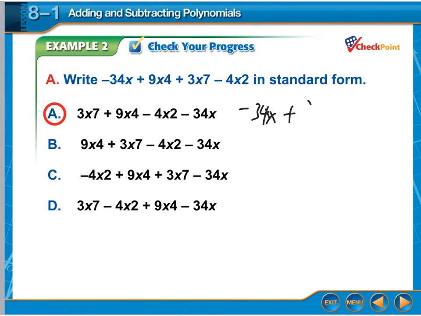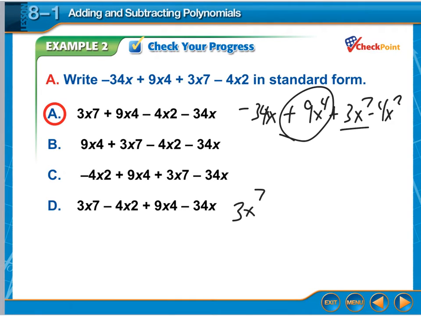34x plus 9x to the 4th plus 3x to the 7th minus 4x squared. So our biggest exponent is 3x to the 7th. Our next biggest exponent is x to the 4th. And then we have a 4x squared. And then we have a negative 34x.